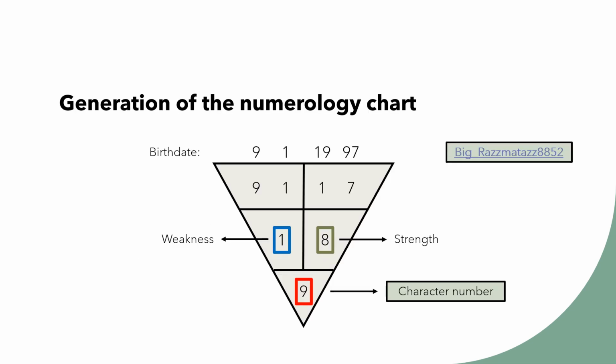For today's example, we have the chart from Big Rasmatas. He reached out to me asking for a reading, and I found his chart to be interesting. It was very suitable for today's video. So again, from the chart, we generate the 4-digit number, and from that we generate his numerology chart. We identify his strength, weakness, and his life path number. So we would say that he has a 189 chart with a life path 9.